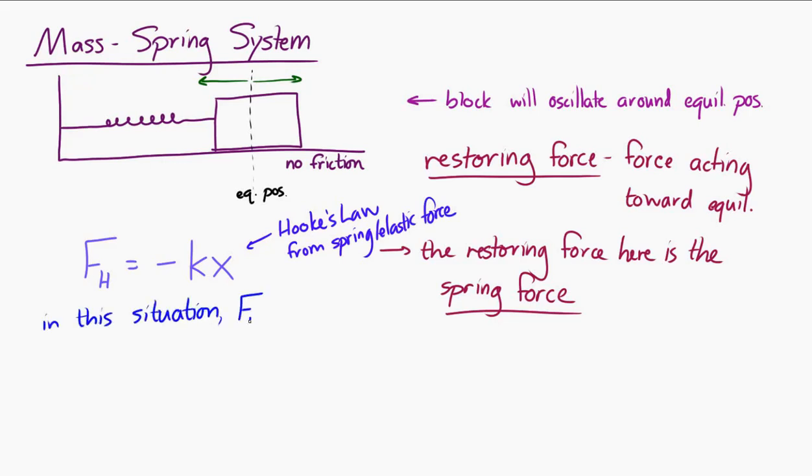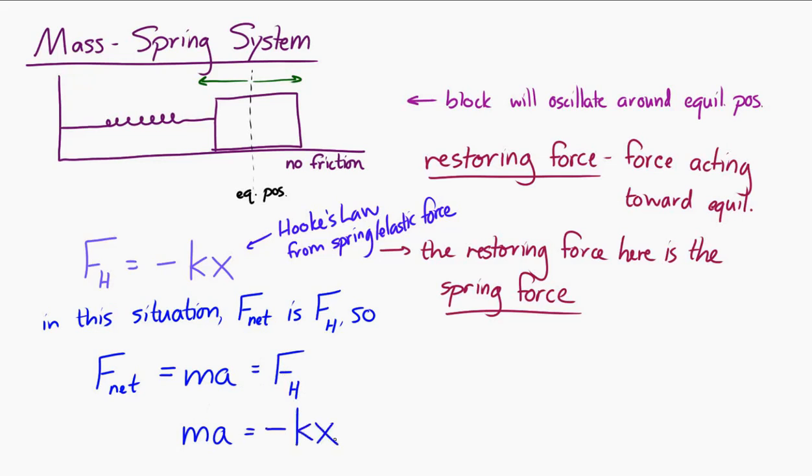Now, in this situation, the spring force is the net force. It's the net force acting on the block. So we can use Newton's second law, right? Therefore, ma is equal to negative kx. And if we solve for the acceleration, a is equal to negative k over m times x, where here, of course, k is the spring constant of the spring and m is the mass of the block.